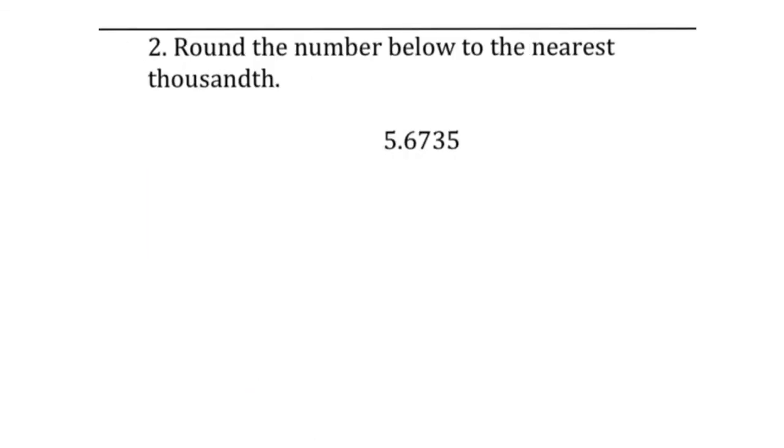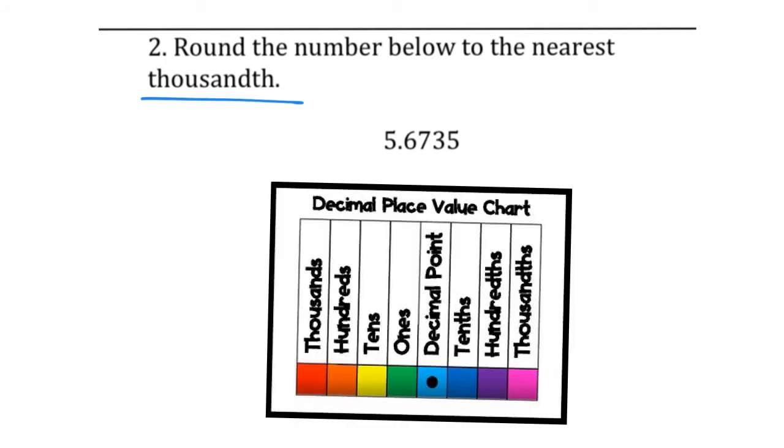Okay, on to question 2. Round the number below to the nearest thousandths place. Let's stop and take a second, and talk about the place values in decimals. If we're looking at this place value chart, here's our decimal point. To the left of the decimal is the ones place, so we know that the 5 is in the ones place. Then we have our decimal point, and the next number is the tenths, so this is a 6/10, and then the hundredths, the 7 is in the hundredths place, and the thousandths would have to be the 3.